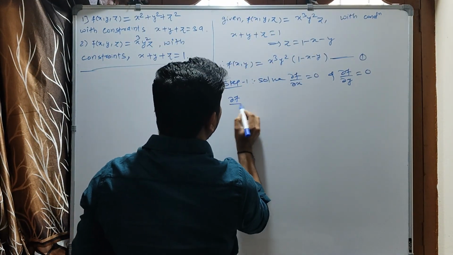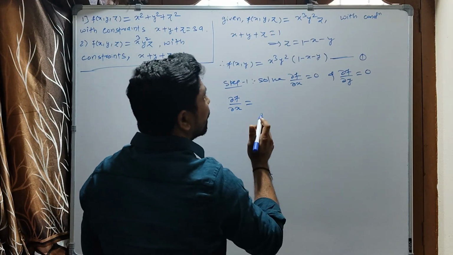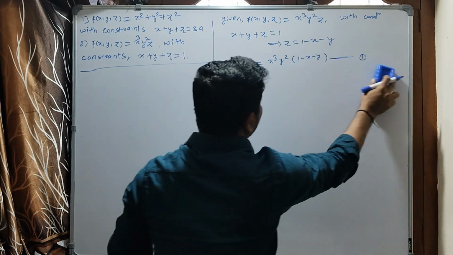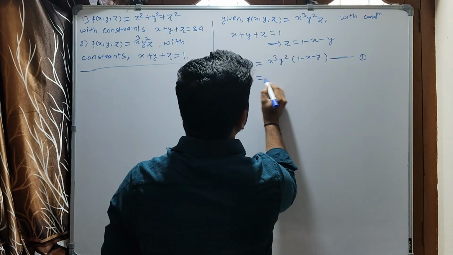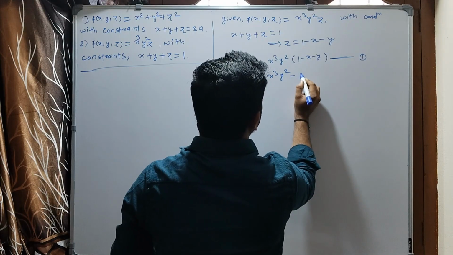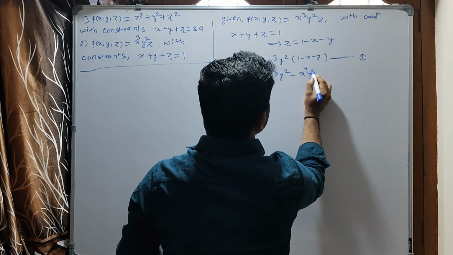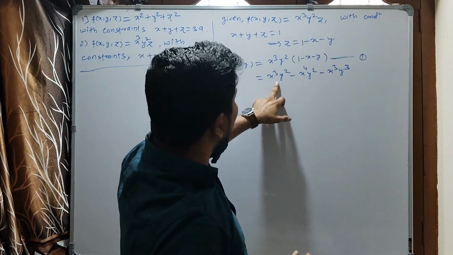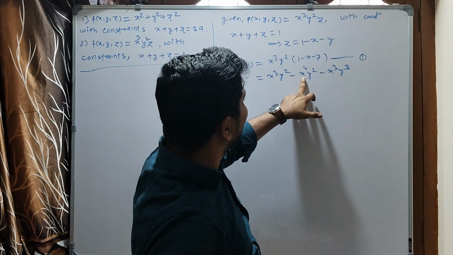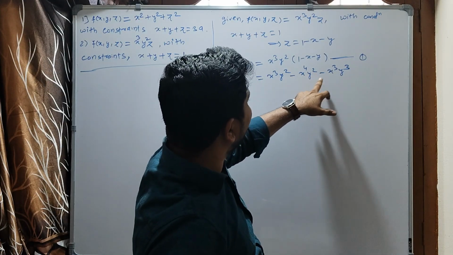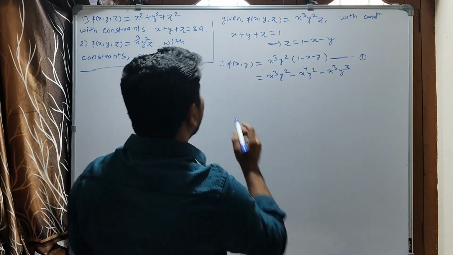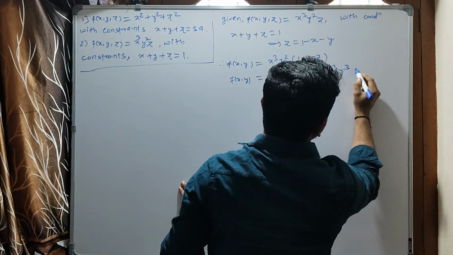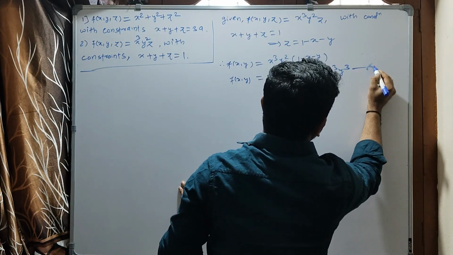So here dou f by dou x, first write, so don't use the product formula. I want to just multiply, which is equal to x cube y square minus x to the power 4 y square minus x cube y cube. So let's say this is my function f of x, y. I don't want to use the derivative product rule. So let's say this is equation number 1.